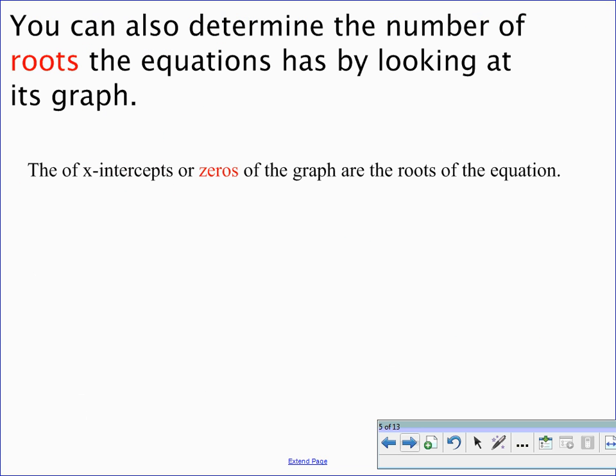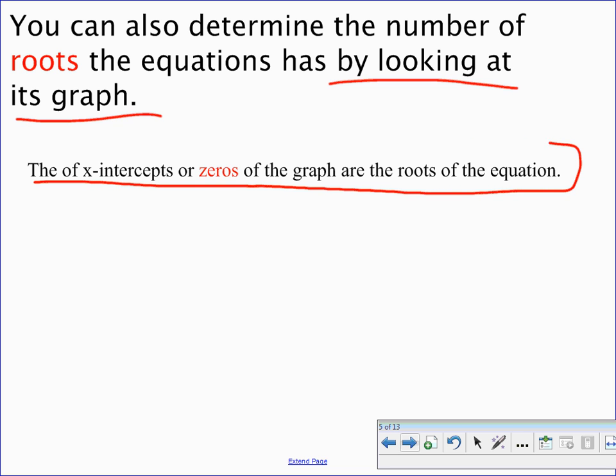Now, this is how I was taught to solve quadratics and how to identify the types of roots. Fortunately, we have access to graphing calculators. In the graphing calculator, we can get the exact same information by looking at the graph of the functions. If we graph them, we can look at the x-intercepts and know that those are the roots.